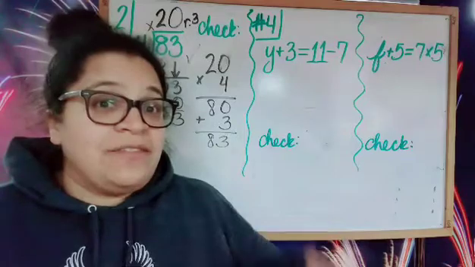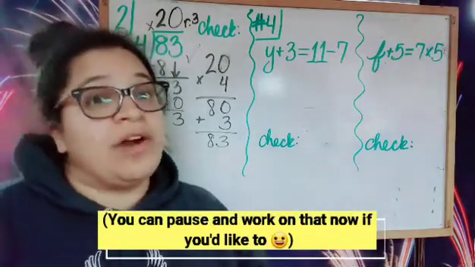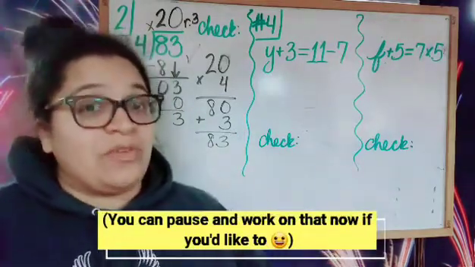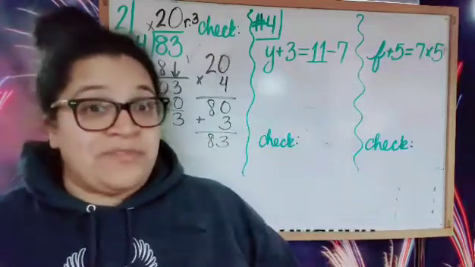All right. So for number 3, we have addition and multiplication, and I think we have some subtraction. So go ahead, and if you'd like to pause right now and work number 3 on your own, you can resume right with me on number 4. But we're going to jump right into number 4.